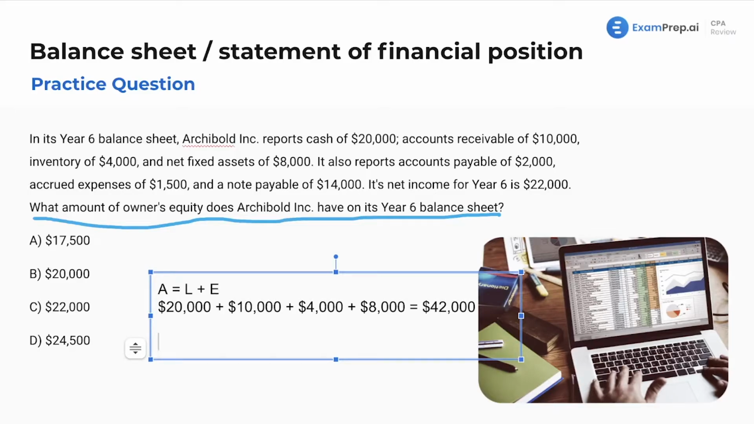Those liabilities are going to consist of $2,000 of AP. We've also got $1,500 of accrued expenses. And lastly, we have a note payable of $14,000. All right. The net income, are we going to include that? Are we not going to include that? Think about it for a second. And yeah, we're not going to include that because our formula is just assets equals liabilities plus equity.